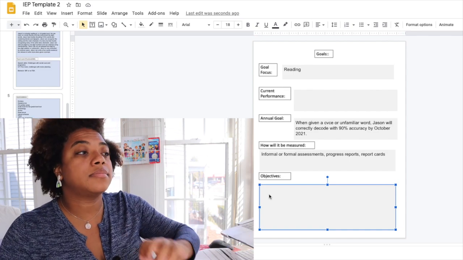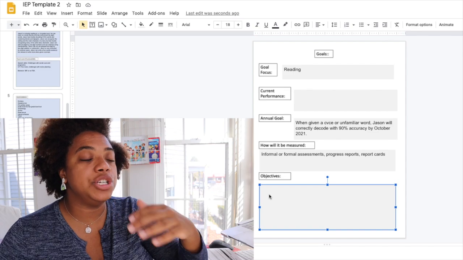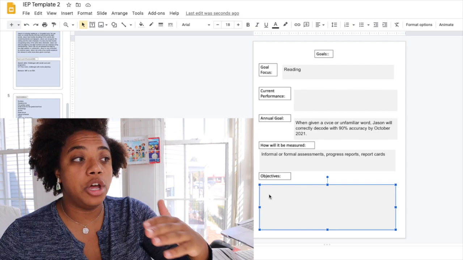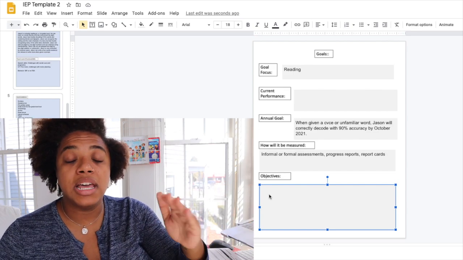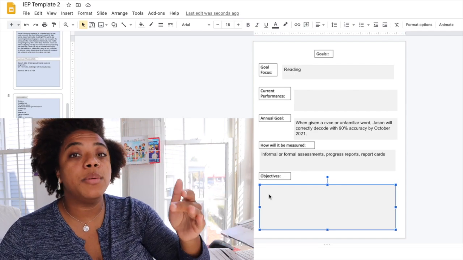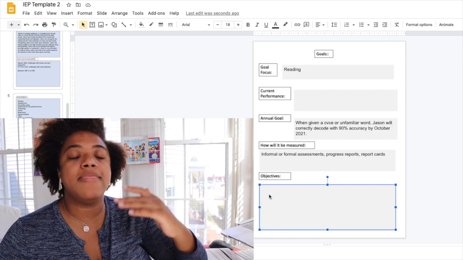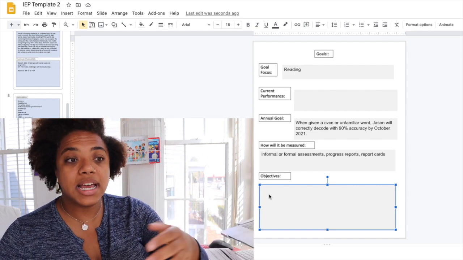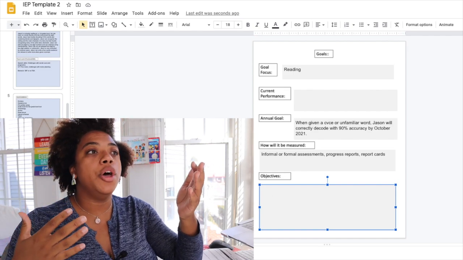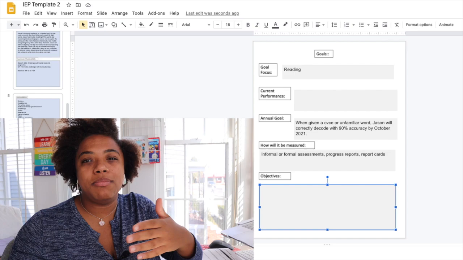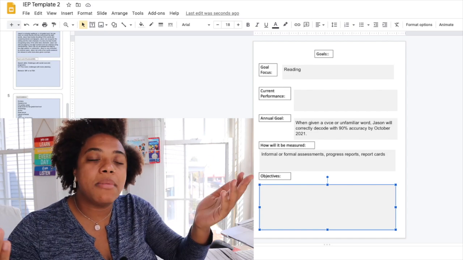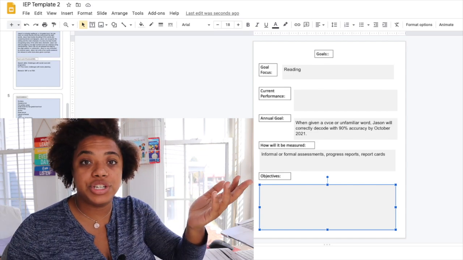That's an option. Another option is to do a benchmark, to go by dates. So Jason will know the CVCE and unfamiliar words 50% of the time by December, and then by February he'll know it 70% of the time, and then by May 80% of the time. So there's two methods that you can use. It all depends on what your school wants and what maybe you have traditionally done. And regardless, you're going to get to the same outcome. He's going to know the words and you're good to go.